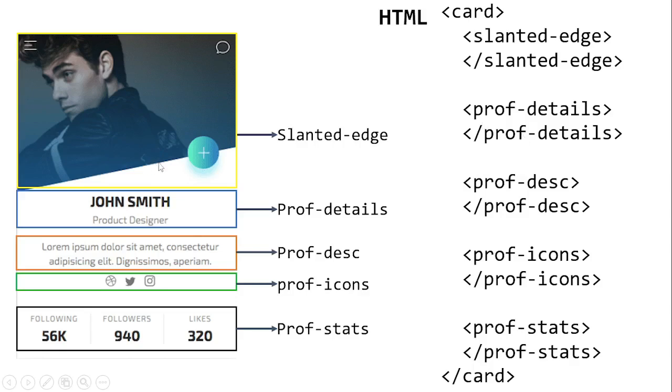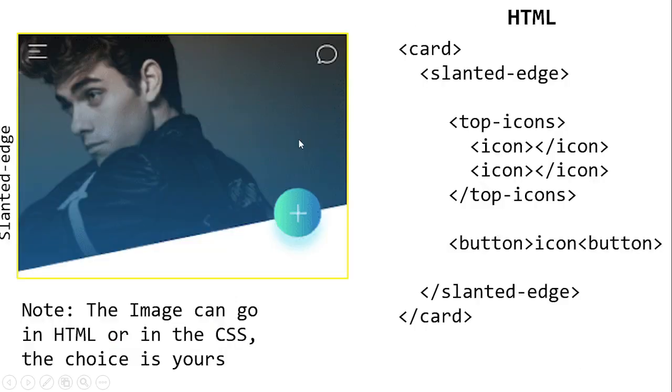But the most interesting part here is the slanted edge, so let's dive into it. When you look at this section, it is part of the card, and I've called it slanted edge and put it in yellow. It's that section in yellow. It has a number of items inside. The first one has some icons: there is this icon, and then this chat icon, and then there is this round button with a plus.